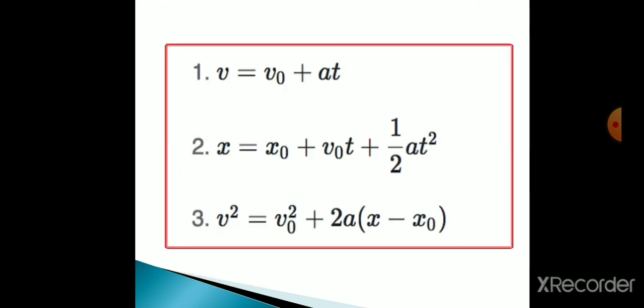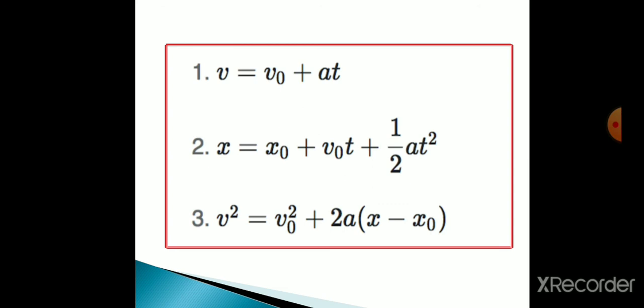The three equations of motion can be written as v is equivalent to v0 plus at, x is equivalent to x0 plus v0t plus half at square, and v square is equivalent to v0 square plus 2a into x minus x0. Here, the displacement is taken as the final distance minus the initial distance, that is x minus x0, and initial velocity is written as v0.